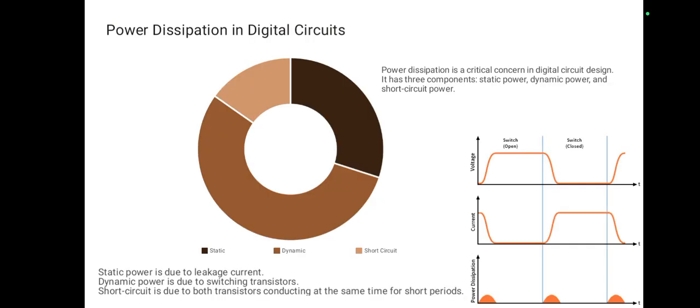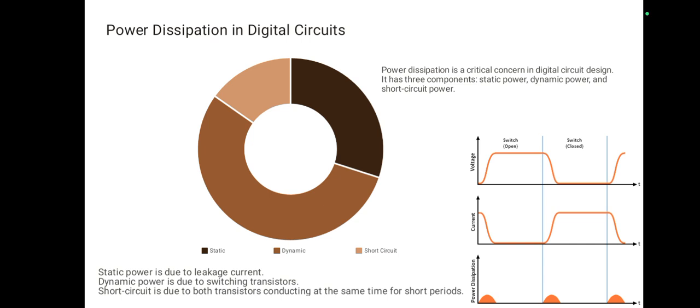Next we come to the last but not the least, the power dissipation in digital circuits. Power dissipation is a critical concern in digital circuit design. It has 3 components: static power, dynamic power and short circuit power. As we can see from the pie chart, the static power, which is given by the brown combination, is of medium size, and the smallest is the short circuit power. That is, the power dissipation through short circuit is the smallest, and the largest is the power dissipation through dynamic power. Now, what are the three powers actually?